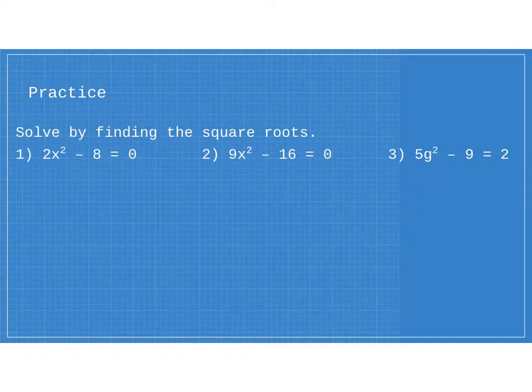Alright, so what I want you to do is work on these 3 problems. So go ahead and pause now so that you can work through these problems on your own.